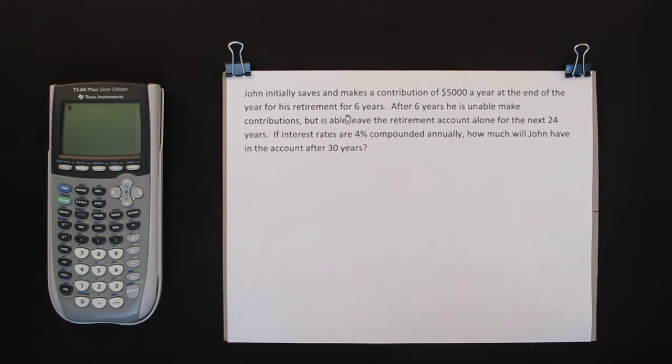John initially saves and makes a contribution of $5,000 a year at the end of the year for his retirement for 6 years. After 6 years, he's unable to make contributions, but is able to leave the retirement account alone for the next 24 years. If interest rates are 4% compounded annually, how much will John have in the account after 30 years?